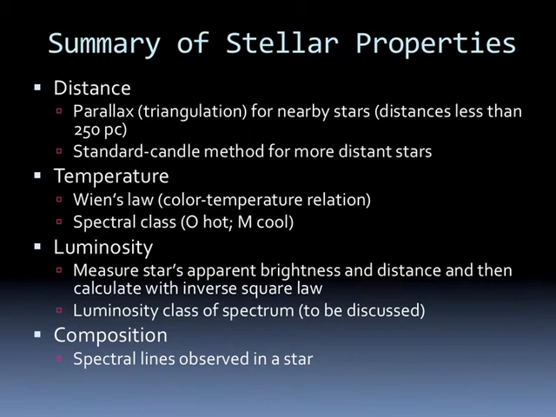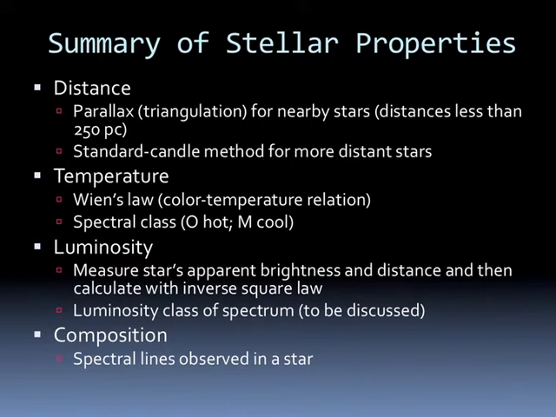So let's summarize the stellar properties we've looked at so far. We've looked at distance. We can use parallax for nearby stars and the standard candle method for measuring the distance to further stars. Temperature, we can either use Wien's law or spectral class to determine its temperature. Luminosity, we can measure the star's apparent brightness and distance and then calculate it using the inverse square law.